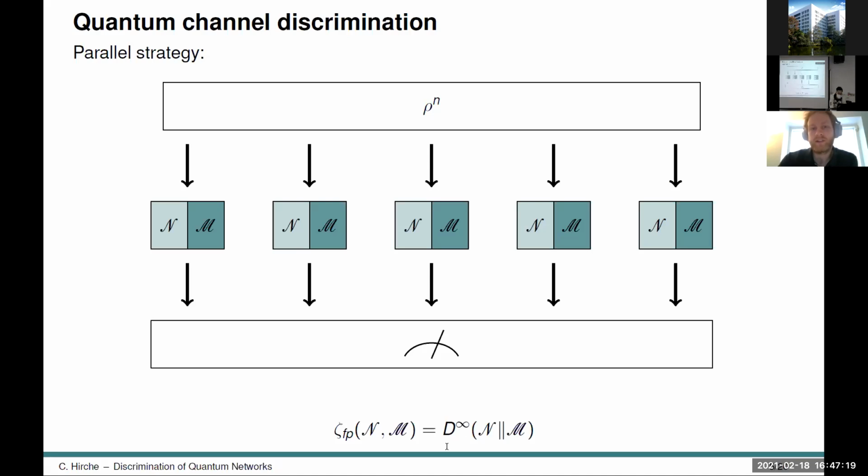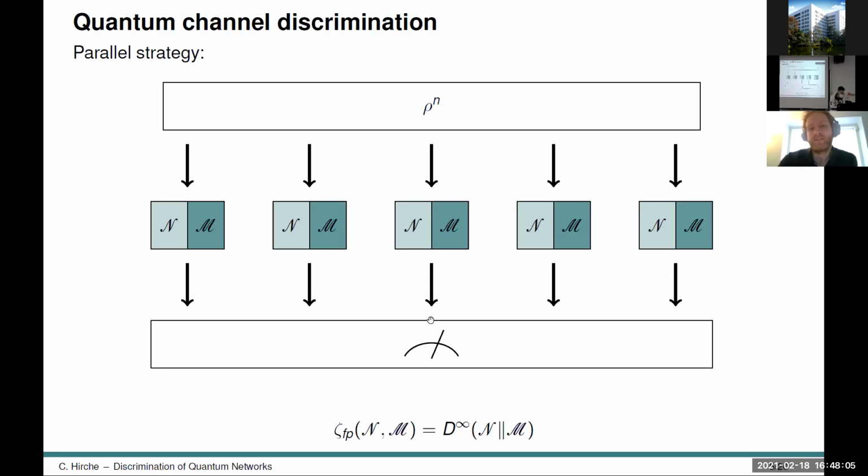Now, the optimal error exponent under these, what we call parallel strategies, is the regularized channel relative entropy. And this is simply the definition from the last slide, just that we have to evaluate it on n copies of the channel, and then we take n to infinity, and we normalize by 1 over n. Okay. First I should say, we know actually that this strategy is in some cases strictly better than the product strategy. And this was only proven very recently by Fang et al.